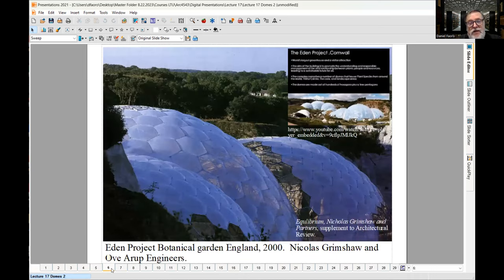More recently, this is the Eden Project in England. This was part of the year 2000 celebration that was made in a number of countries. This is an enormous botanical greenhouse. It was built on a former mining site that was abandoned, and it's on the south-facing side of a hill. So basically, constant sunlight is coming through, so they have a lot of opportunities to create passive solar energy, heating the dome and the interior, but also sunlight for plant growth inside.